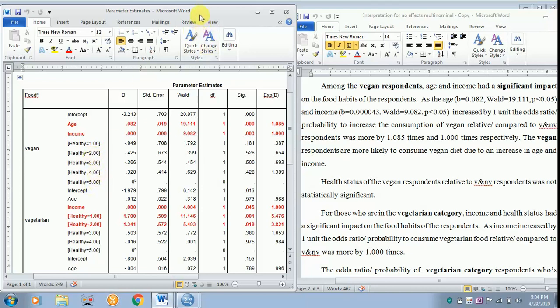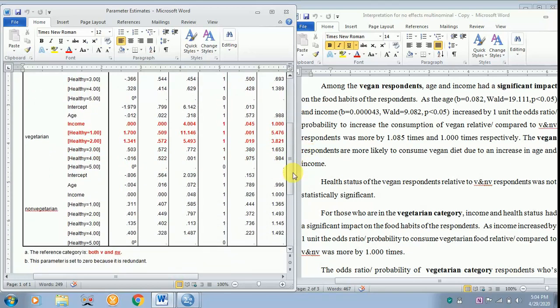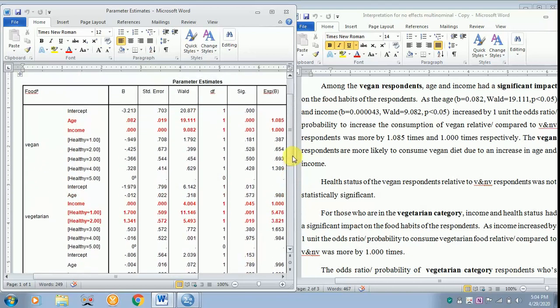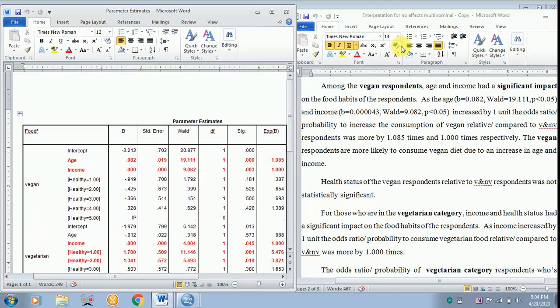Now we'll go on to the analysis part. Now you have to see which is significant. You can see only age and income is significant in vegan diet. Now when it comes to vegetarian respondents, it is income and health. In the case of non-vegetarian respondents, none is significant. Now how to explain all this in your research work? Now we are going to see that.